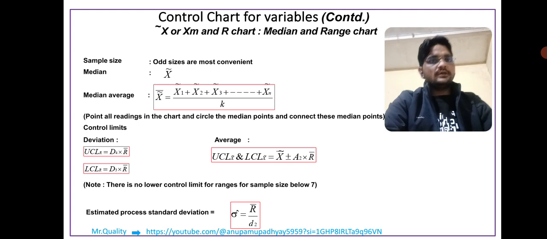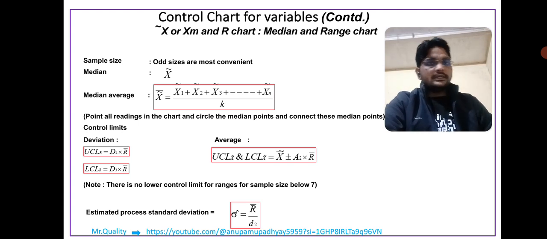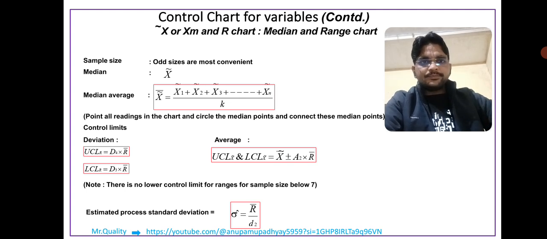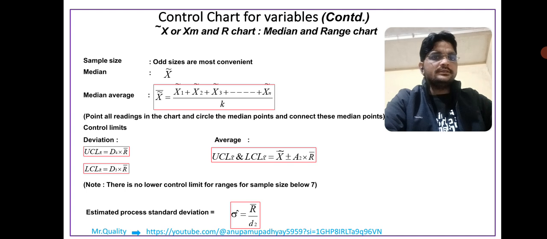XM bar and R chart means median and range chart. For median, odd sample sizes are most convenient. Median is denoted by XM bar or X tilde bar. The median average is xm1 plus xm2 plus xm3 up to xmk, divided by k.